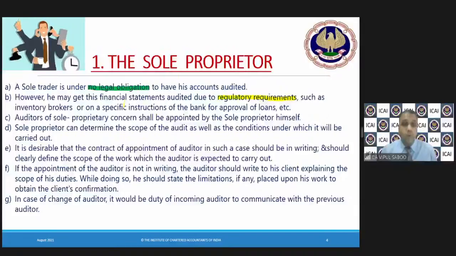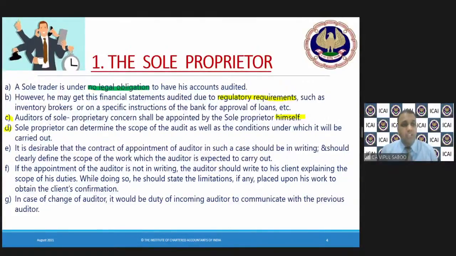Auditors of a sole proprietary concern shall be appointed by the sole proprietor himself. There is no particular authority, a board or something like that, which is going to appoint the auditor for the sole proprietors. The sole proprietor can determine the scope of the audit as well as the conditions under which it is to be carried out. It is completely between the sole proprietor and the auditor.